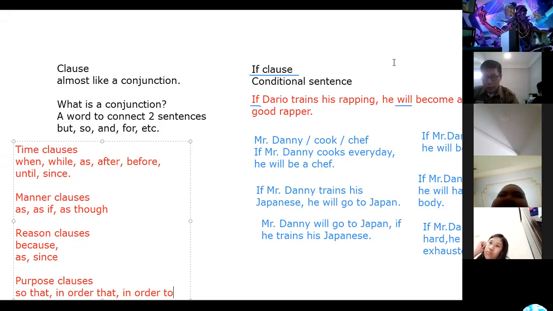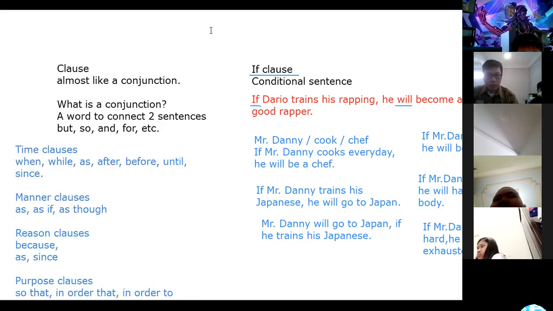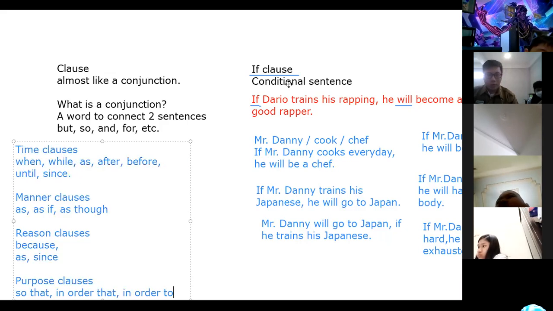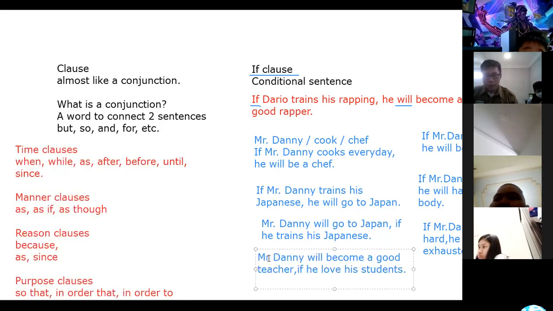Okay. Now Dario just gave me a good sentence for the if clause, which I will write in blue. Oops, wait, why is it becoming blue? Dang it. I'm gonna change it into red. Okay. Now change into blue. This is what Dario said: Mr. Rani will become a good teacher if he loves his students.